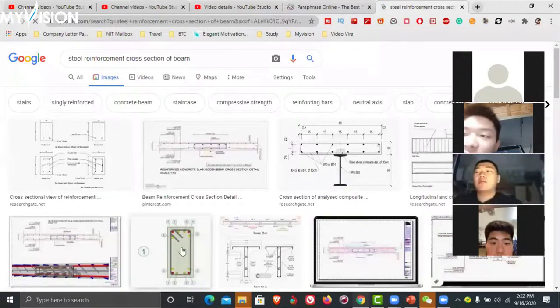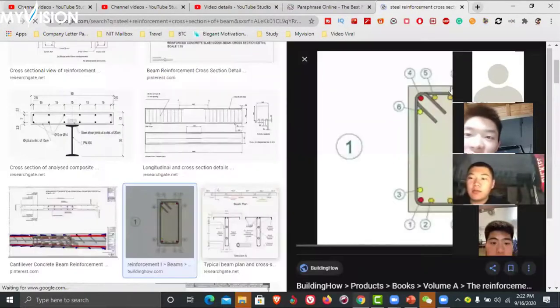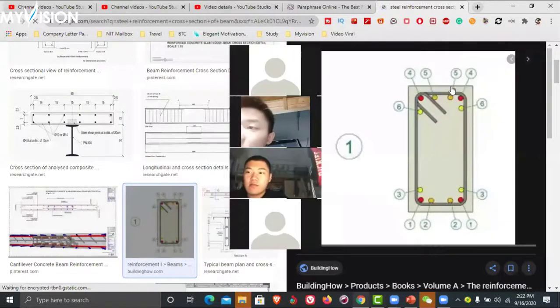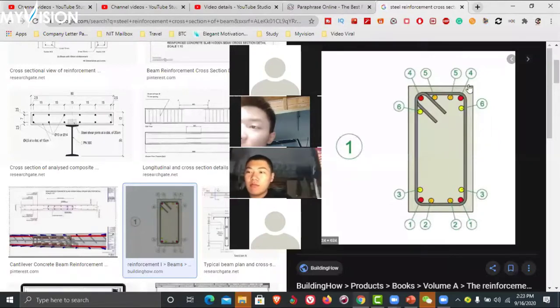Can you see this picture? Yes, I can. Can you see this picture? The outer line shows you the diameter, and the inner bar. This bar is 0.5 inch. The diameter of this bar is 0.5 inches. Can you see that? It's a dragon. Is it clear now?